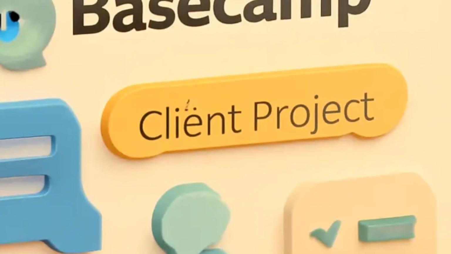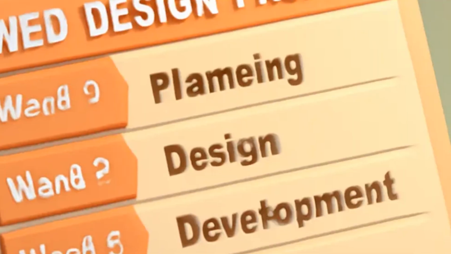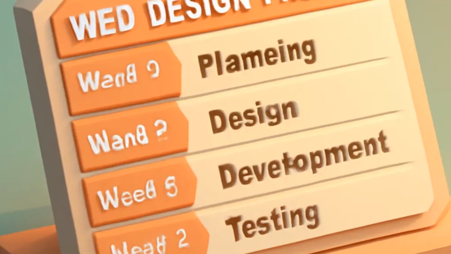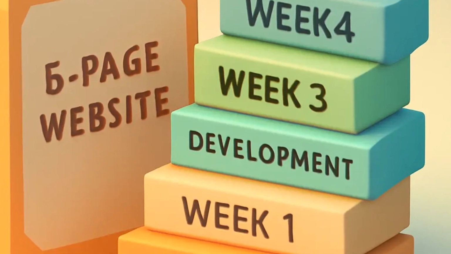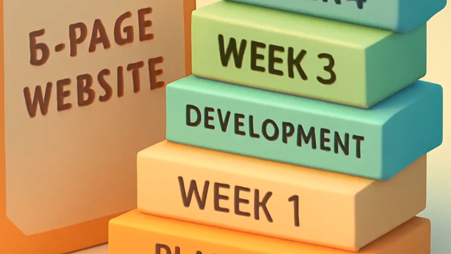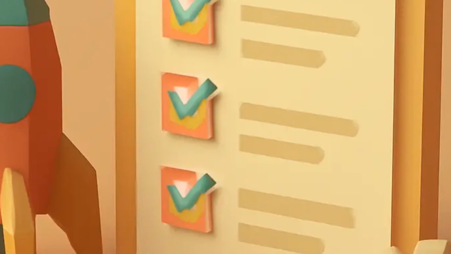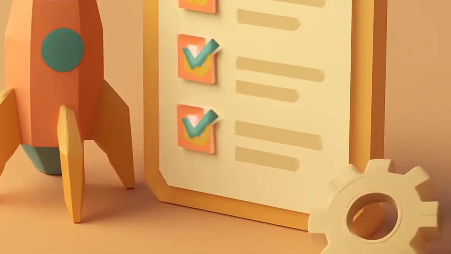Step 4. Build templates for repeatable projects. Save time by turning your common project types into templates. Example, 5-page website build. Week 1, discovery and strategy call. Week 2, wireframes. Week 3, visual design. Week 4, development. Week 5, revisions. Week 6, launch by QA. You can create reusable task lists for client onboarding, launch checklists, maintenance task cycles. Templates equal speed, consistency, and better client experience.